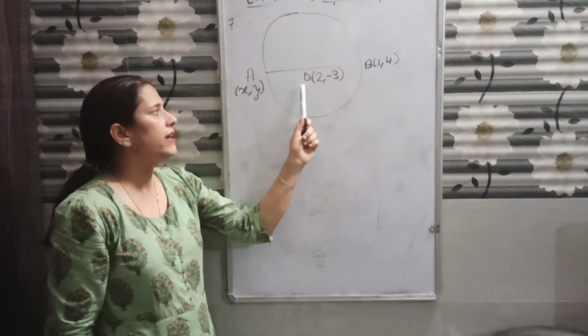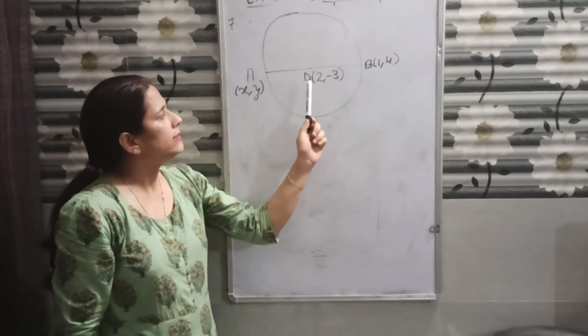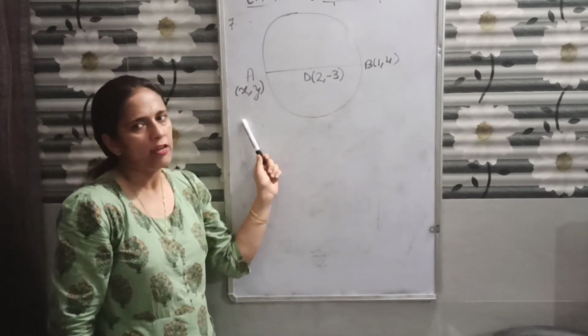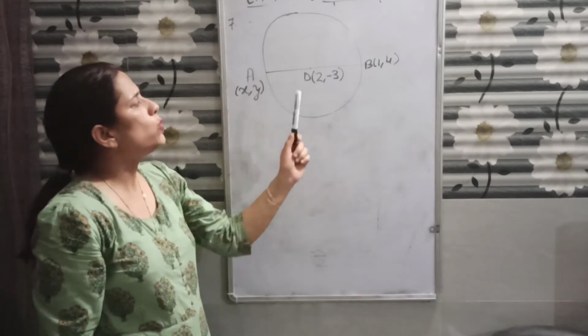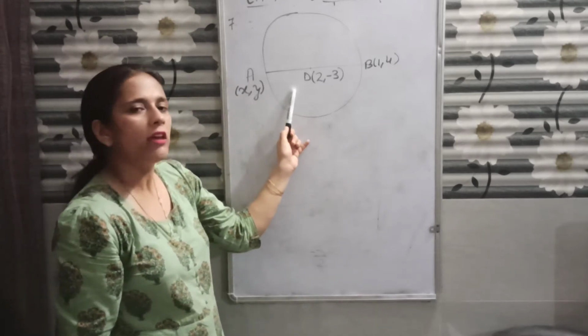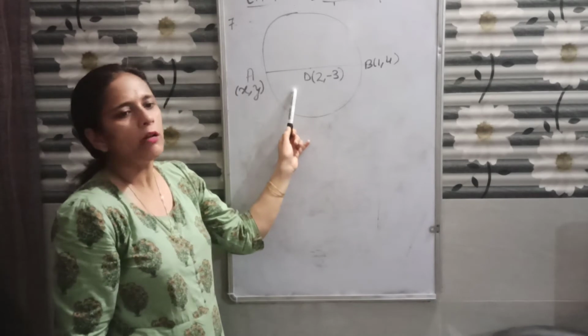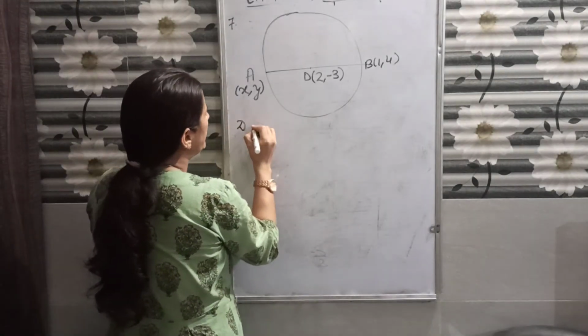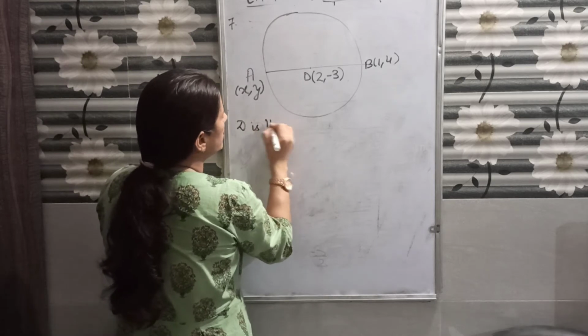Now in question number 7, you are given AB as the diameter, the coordinates of B are 1 and 4, and D as the center of the circle, that is 2 and minus 3. You have to find the coordinates of A, that is x, y. As you know, D is the center of the circle, so here we will apply the formula for the midpoint.